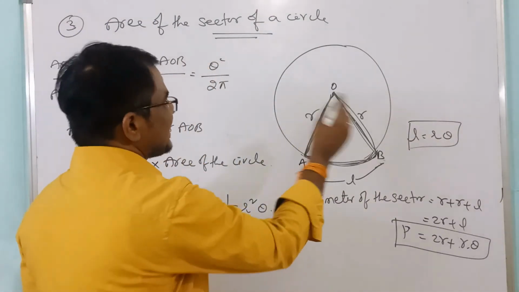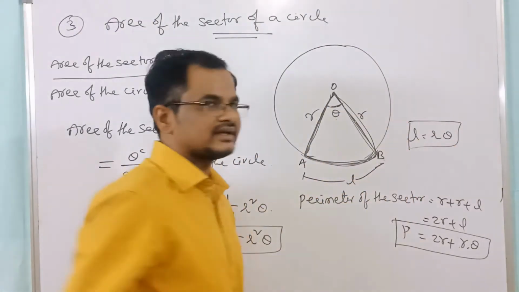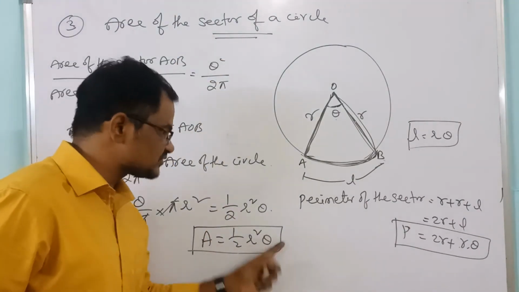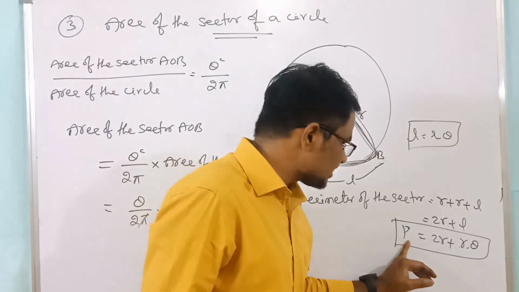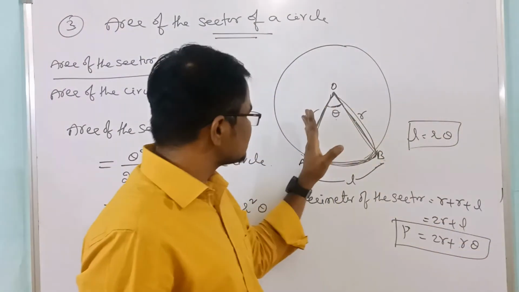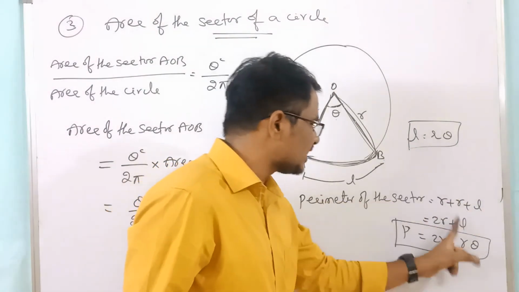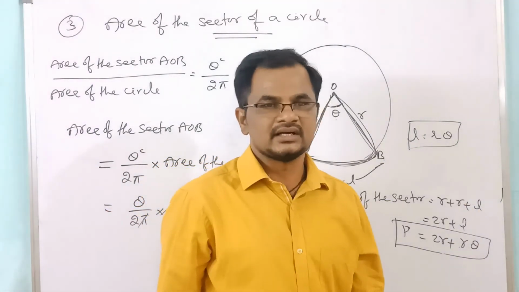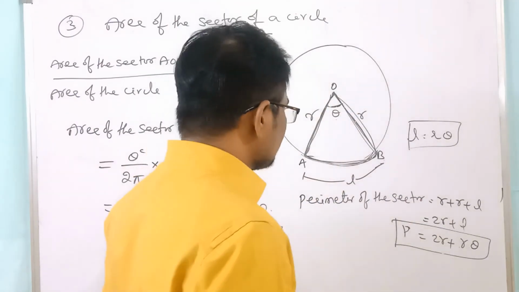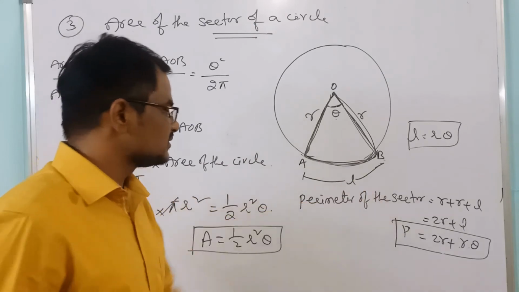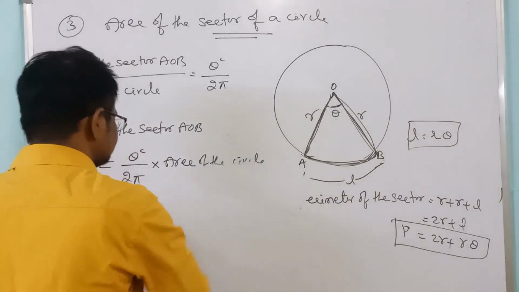So the length of the arc formula is L equal to r theta. The area of the sector formula is 1 by 2 r square theta. And the perimeter of the sector is r plus r plus L, but L equal to r theta is substituted. That is 2r plus r theta, right? So we should do the problems based on length, area and perimeter of the sector.